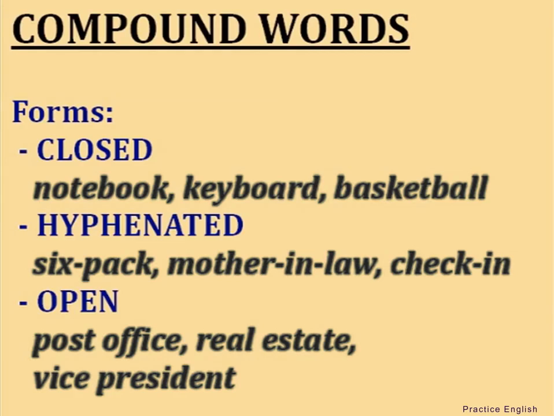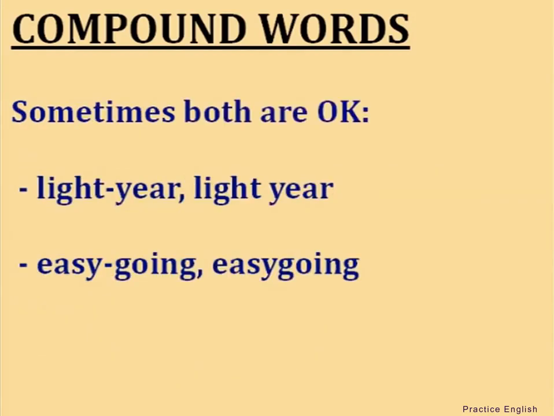And we have the open form, where the words are separated by a space, and some examples of that are post office, real estate, and vice president. Some words have more than one form. For some words, both the open form and the hyphenated forms are acceptable, as in the word light year. That's the distance that light can travel in a year. It's a very long way. And for some words, both the hyphenated and the closed form are acceptable, as in the word easygoing, which means relaxed.